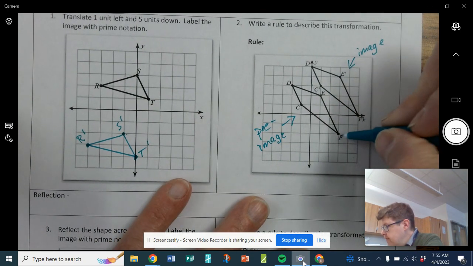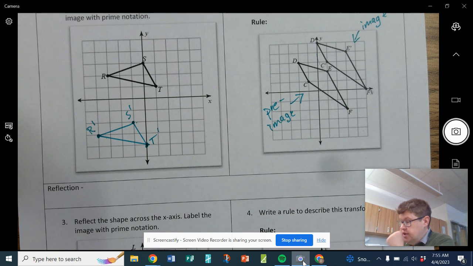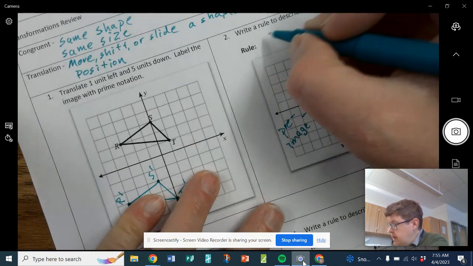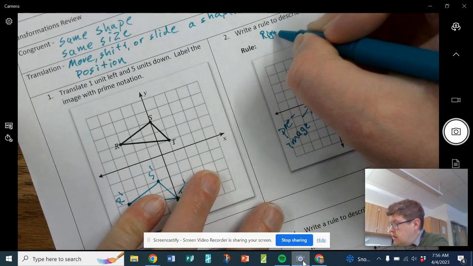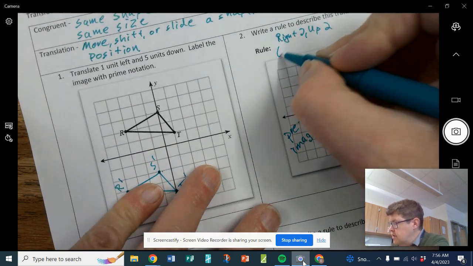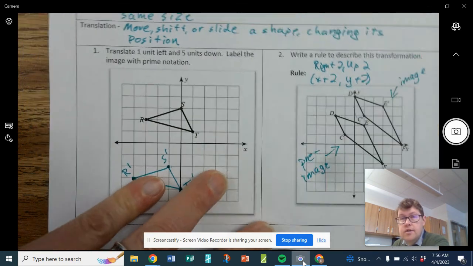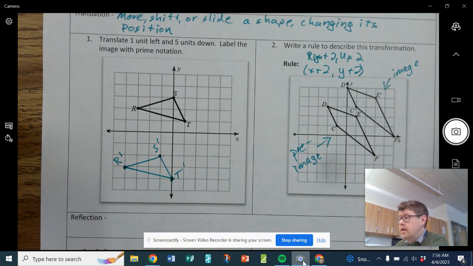So if I go from F to F prime, I can see that we went right 2 boxes and then up 2 boxes. So you can write this 2 different ways. You can say right 2 up 2. You can even say 2 right 2 up, doesn't matter. Or you could say x plus 2, y plus 2, like that. 2 different ways to write it. Either way really will work.